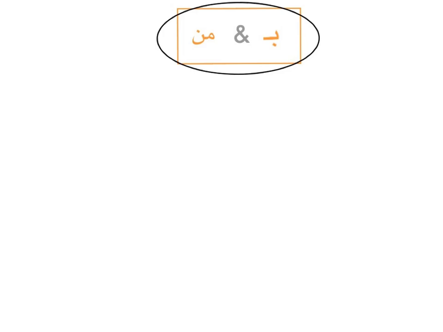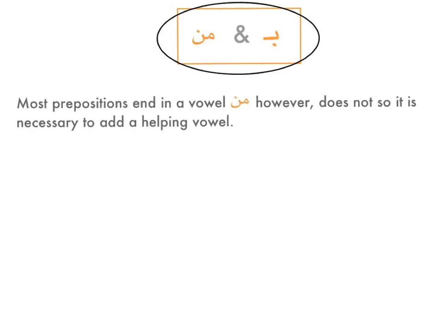Ba and min. Most prepositions end in a vowel. Min, however, doesn't. So it is necessary to add a helping vowel. So let's take a look at the example min al-bayt. As you see, saying min bayt is difficult. Therefore, we add fatha, then it becomes min al-bayt.